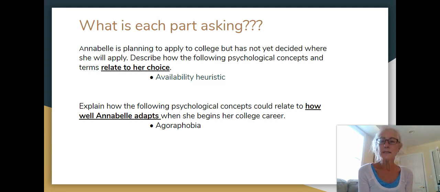The second piece of the prompt reads, explain how the following psychological concepts could relate to how well Annabelle adapts when she begins her college career. Not how well she adapts when she leaves home, but how well she adapts when she begins her college career. And you'll want to be specific about that when you apply the term agoraphobia.